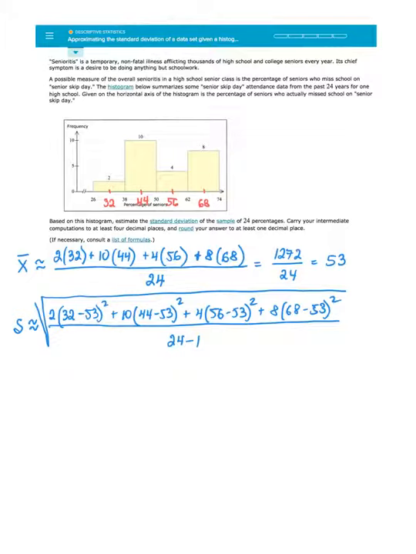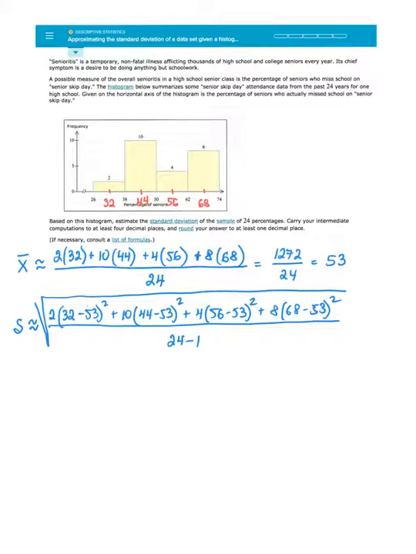Again, for the next one, the frequency is 10, so 10 multiplied into the difference between the midpoint and the approximated sample mean. That difference must be squared. Continue with the next class and the last class. Don't forget to divide the sum by the sample size, in this case the sample of 24 percentages, minus 1, and take the square root of the entire expression.